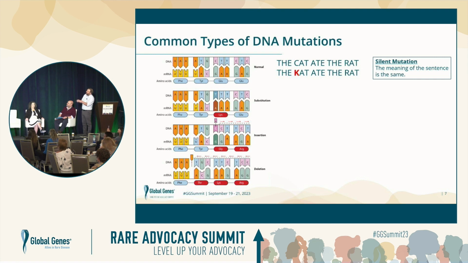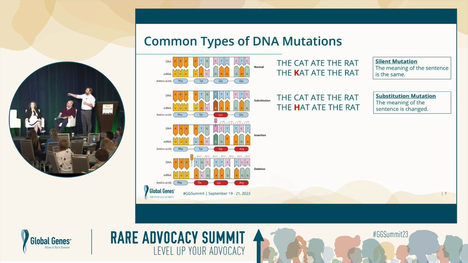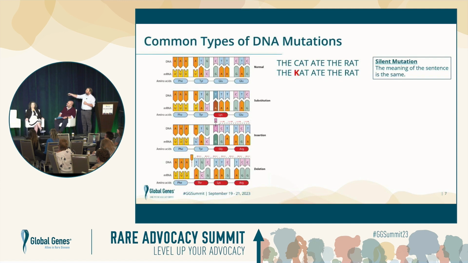And then that encodes for a protein or an amino acid. That amino acid is actually what gives you a word. So you can think of the DNA as being the alphabet, the mRNA is an extension of the alphabet, and then the protein is a word. The sentence is supposed to be the cat ate the rat. In this case, there was a mutation where it's still the cat ate the rat, but it's a different letter. But since we know what it means, it's okay.